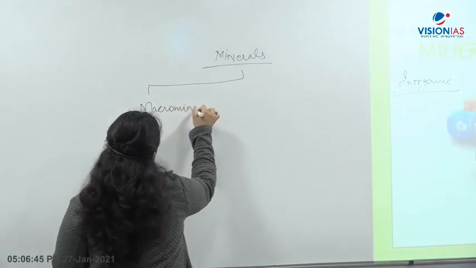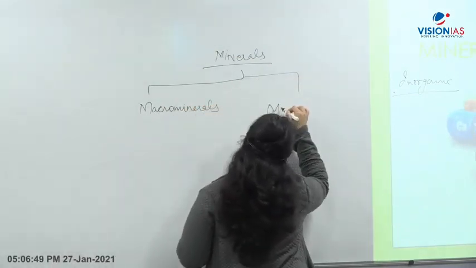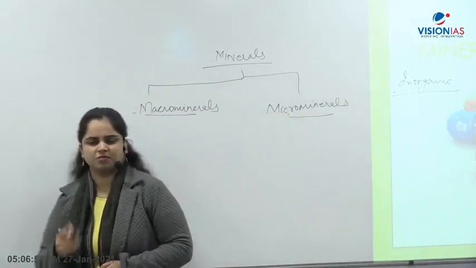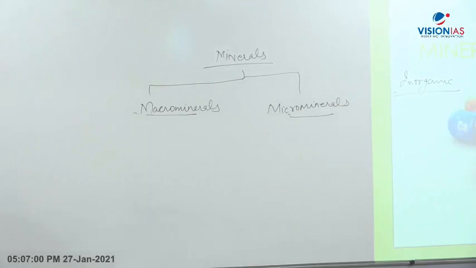We are going to divide our minerals into two parts. The first one we are going to call macro minerals, and the second one micro minerals. You can write down first what a mineral is, then we will go to the next part. Minerals are inorganic micronutrients that also play a key role in ensuring health and well-being. Please write down.